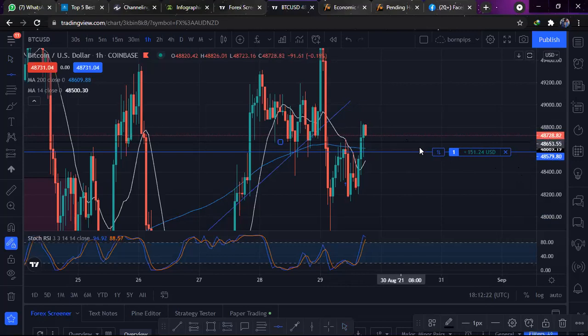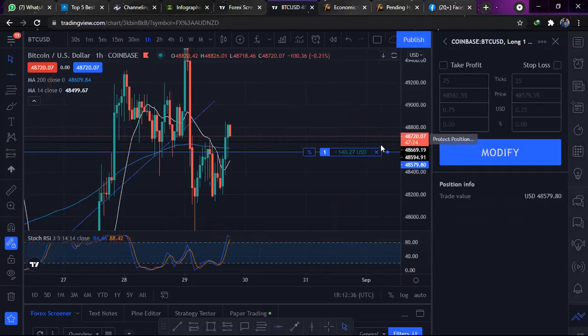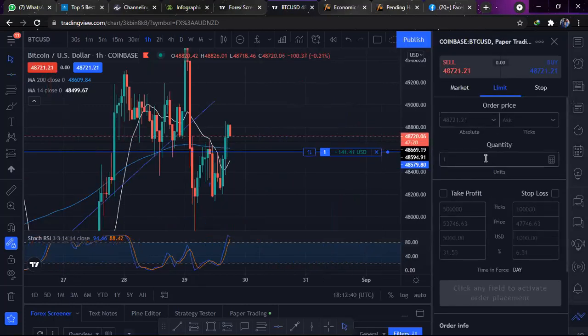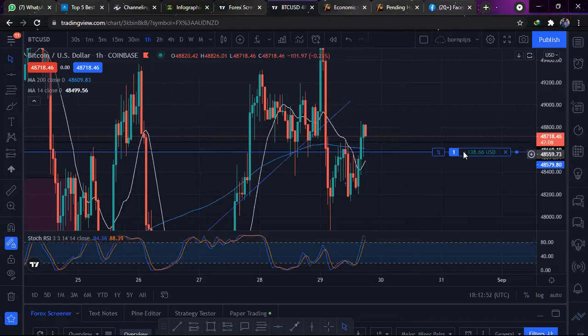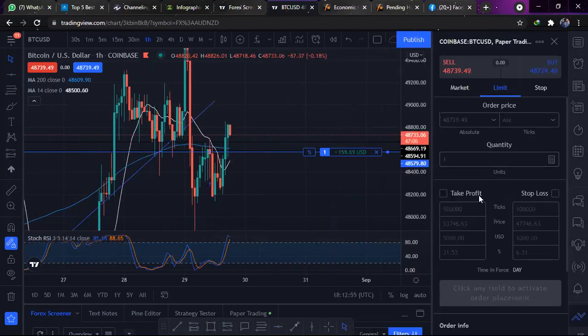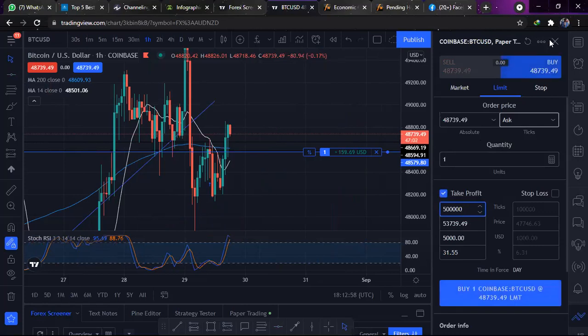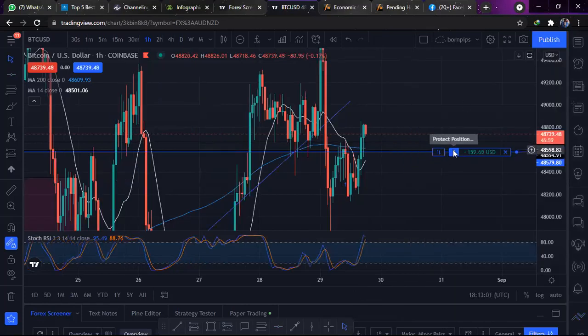I hope you can see this black line. So the value of the black line is 48,669.19. So I have to go and do something about it to get it. So over here, I have to put my stop loss and then my TP. You get it? Let me go somewhere right here. Okay, so protect positions.